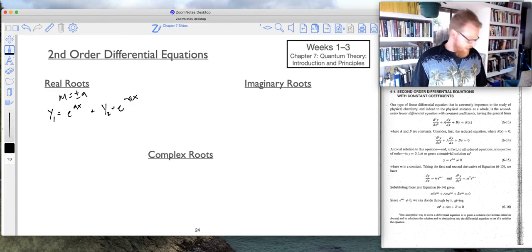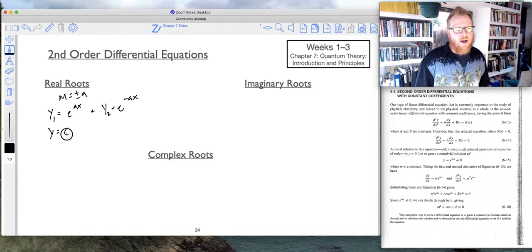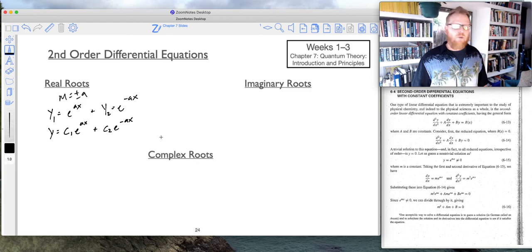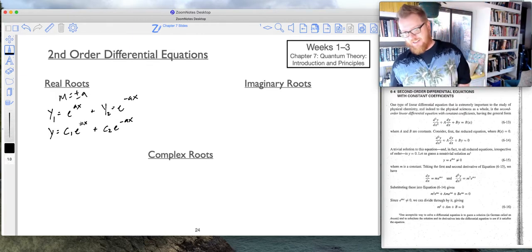Because both of these are acceptable solutions, we will come up with what I later refer to as a basis set of solutions, where we say y equals some constant, c1, e to the ax, plus another constant, c2, e to the negative ax. And upon normalization, if this was my wave function, we would normalize it, and then we would get the values of those constants.